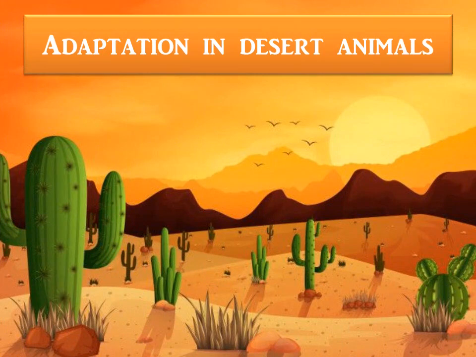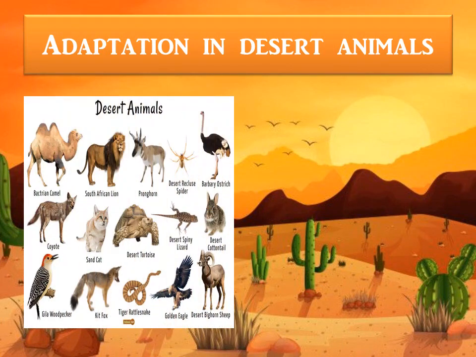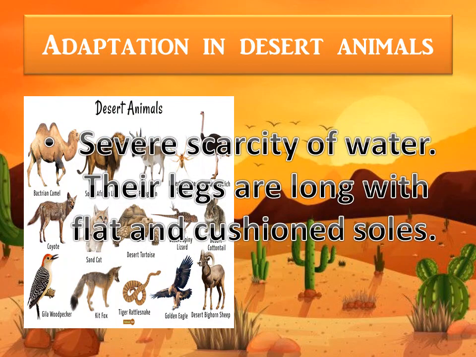Adaptation in desert animals. Deserts are characterized by severe scarcity of water. Their legs are long with flat and cushioned soles. Hence, desert animals have thick skin to prevent loss of water from the body.